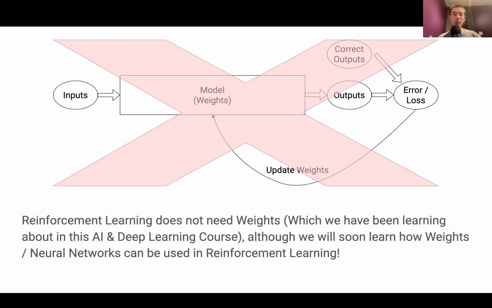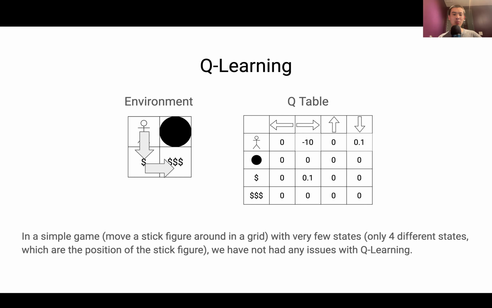However, reinforcement learning does not need weights, which we have been learning about in this AI and deep learning course. Although we will soon learn how weights/neural networks can be used in reinforcement learning. And in a simple game like moving a stick figure around in a grid with very few states, such as the position of the stick figure, we have not had any issues with Q learning.